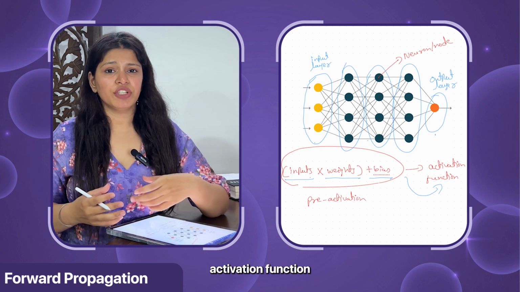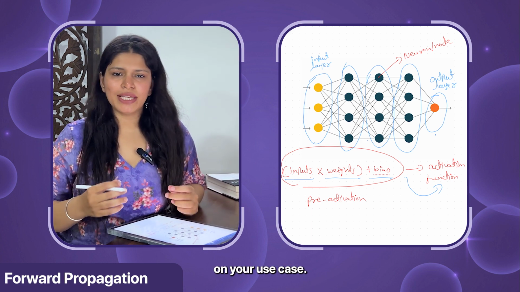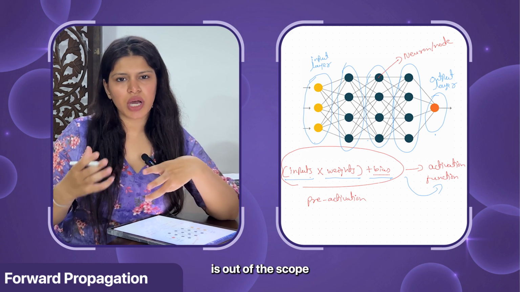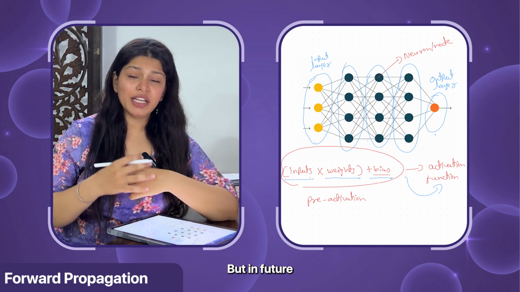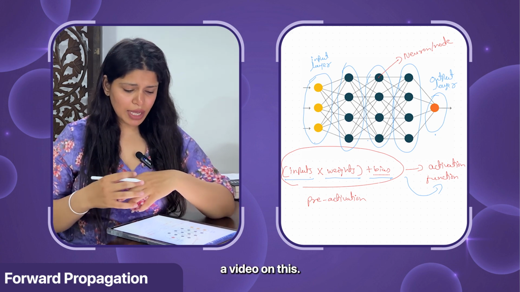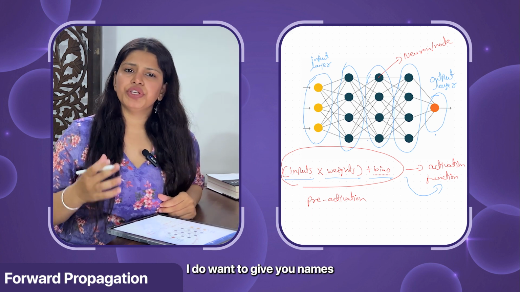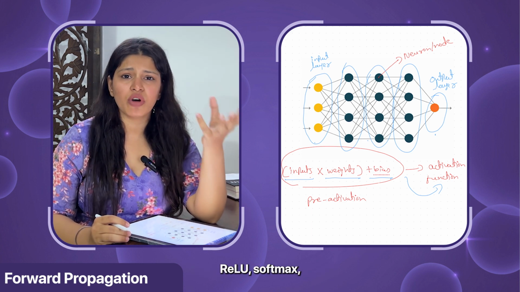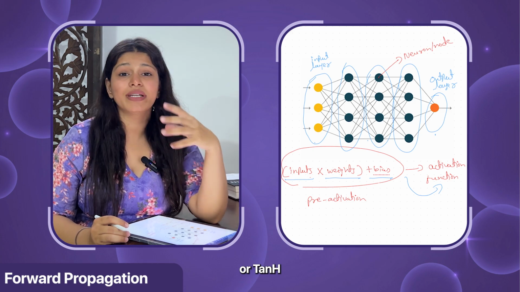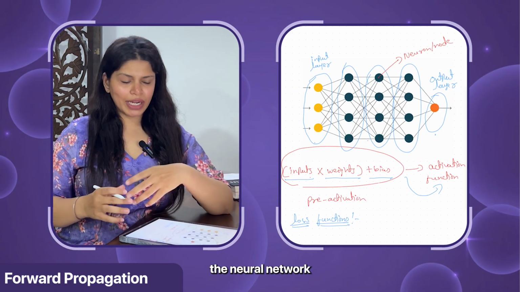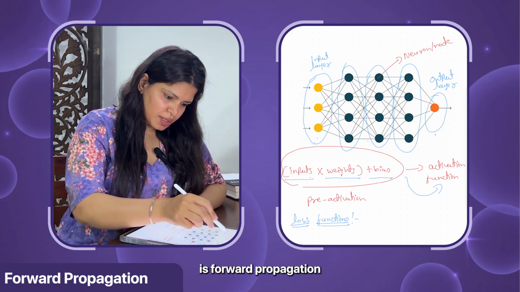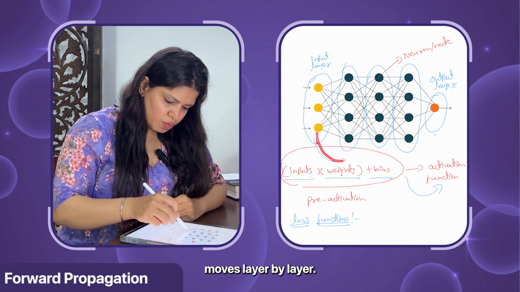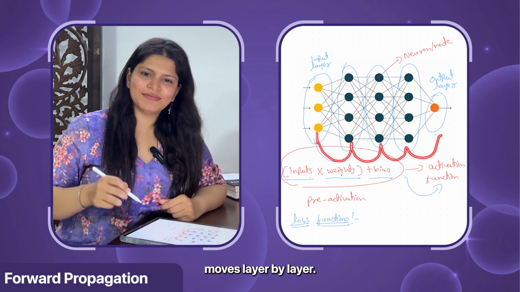Now, which activation function you use depends on your use case. Discussing how to determine which activation function to use is out of the scope of this video, but in future I will create a video on this. But for now, I do want to give you names of some of the common ones like Sigmoid, ReLU, Softmax, or Tanh. The rule of the neural network is forward propagation. Means the data in the neural network moves layer by layer.